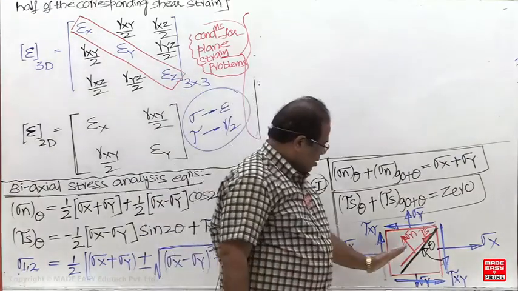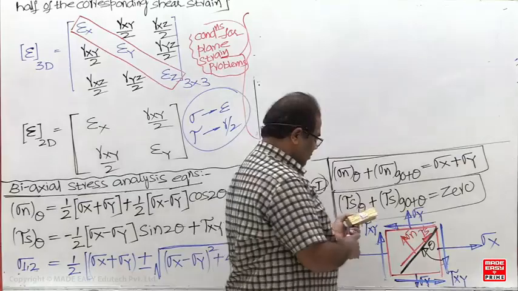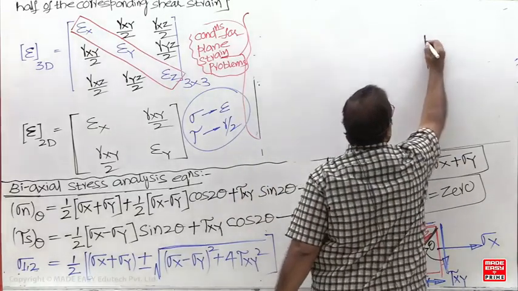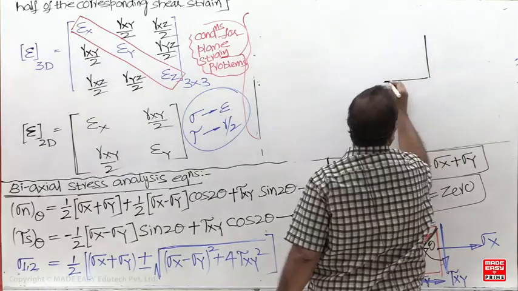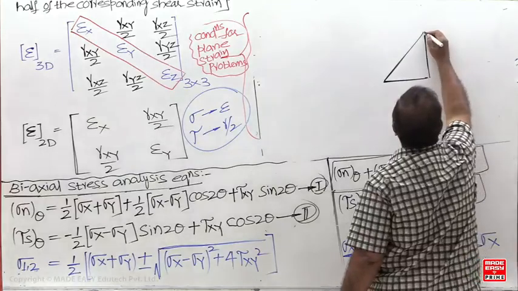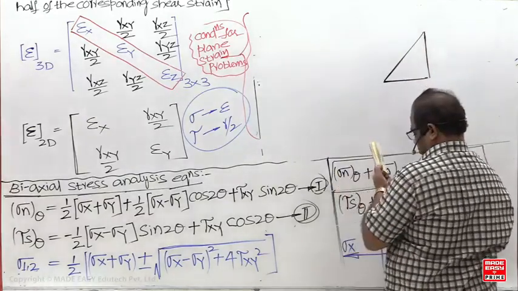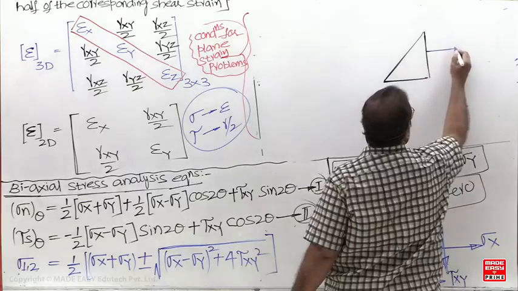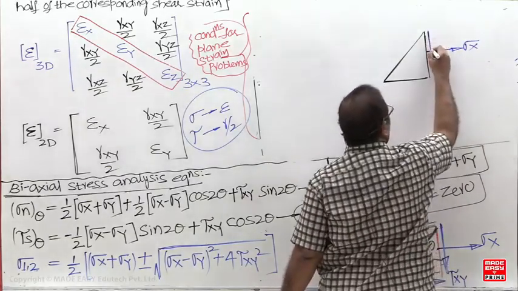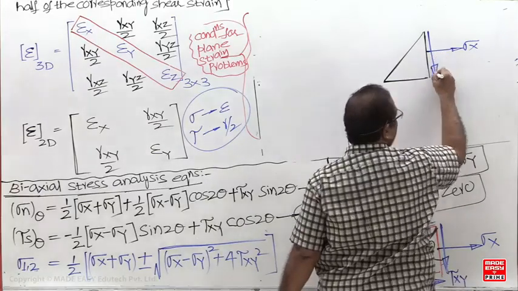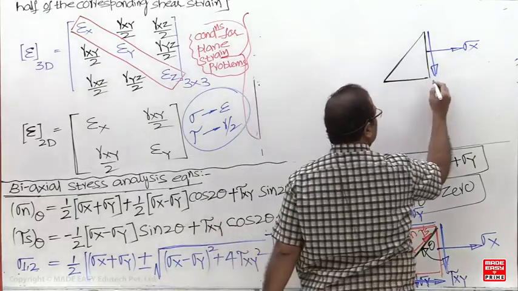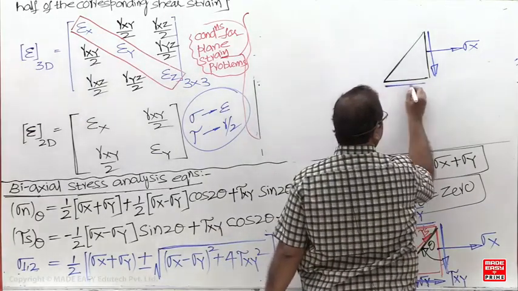How to decide now? Clockwise or anti-clockwise, what you have studied now? This is what now? X face. This is the tau xy, tau yx, tau xy. This is tau yx.